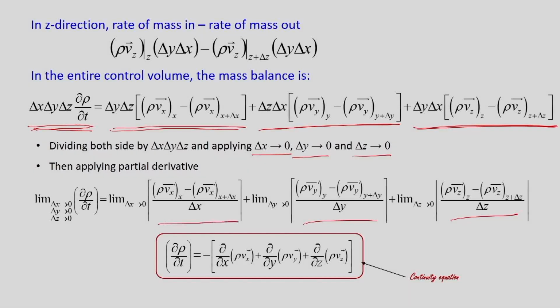Now, for these three quantities, if you apply the limiting condition delta x tends to 0, delta y tends to 0 and delta z tends to 0, you can write them as minus dou by dou x of rho v x, minus dou by dou y of rho v y, and minus dou by dou z of rho v z. So, when you simplify, you can write dou rho by dou t is equal to minus of dou by dou x rho v x plus dou by dou y rho v y plus dou by dou z rho v z. This is nothing but the continuity equation in the Cartesian coordinate system.